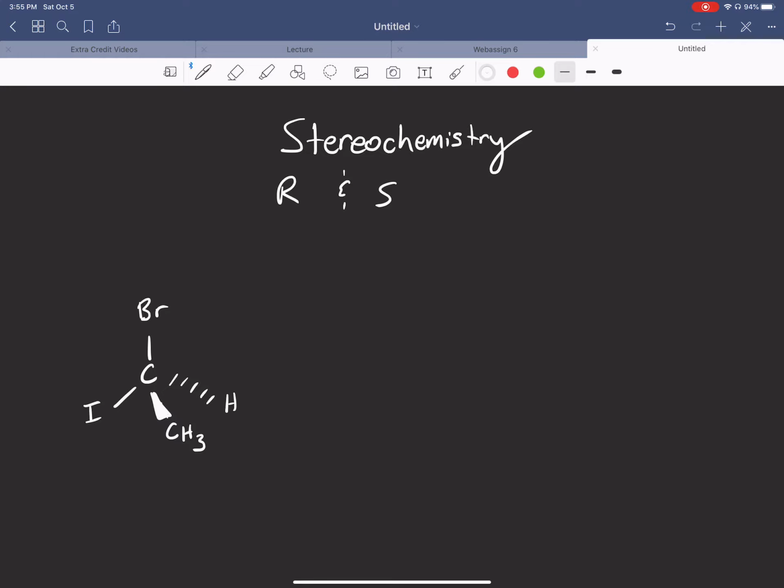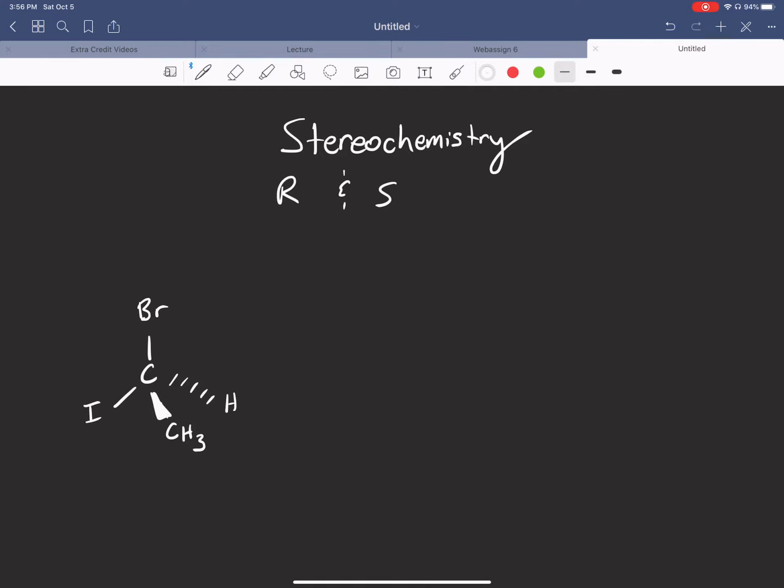Actually, there are three cases of how to determine R and S configuration: easiest, medium, and hardest in terms of difficulty level. I'll explain those three cases right after we do one step, just so that you guys know, because I want to say some stuff that you won't know unless you do one step first.